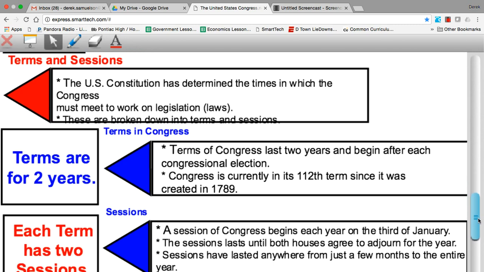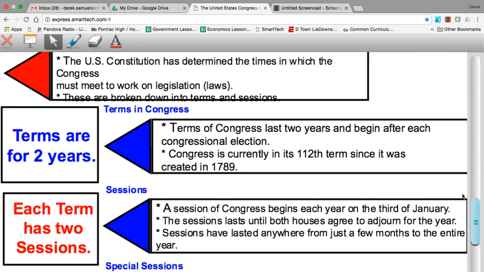Now, a session is just 1 year. And the session of Congress begins each year on the 3rd of January. It's slightly different if the 3rd of January falls on a Sunday; they bump it to the 4th. But generally speaking, the 3rd of January is when a session of Congress begins. The session lasts until both houses agree to adjourn for the year.